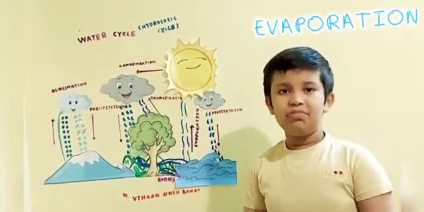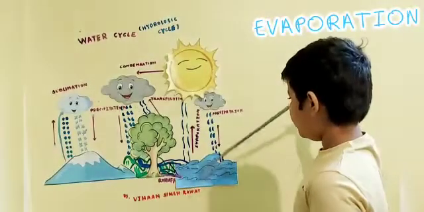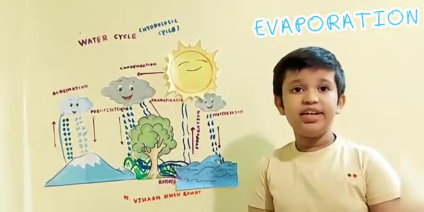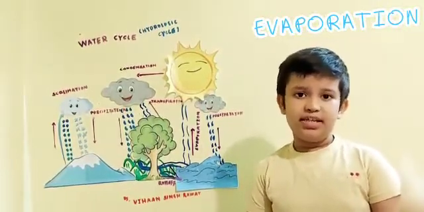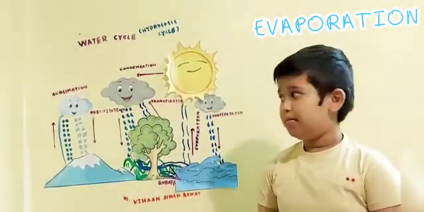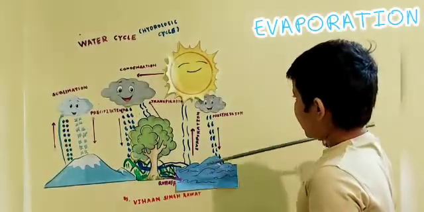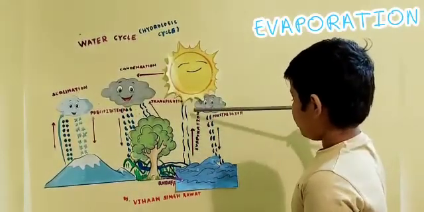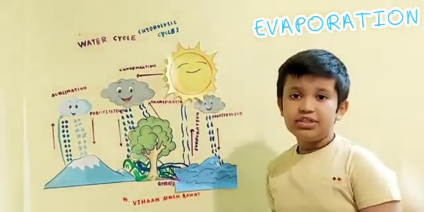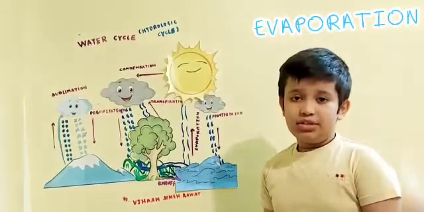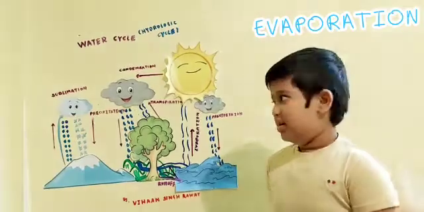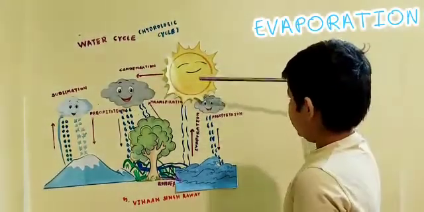So the first step of the water cycle is evaporation. Evaporation is basically when the sun heats up all the water bodies like lakes, rivers, dams, oceans, seas, etc. And that heated water from those water bodies rises up in the form of water vapors. Water bodies are playing a very important role in evaporation along with the sun.